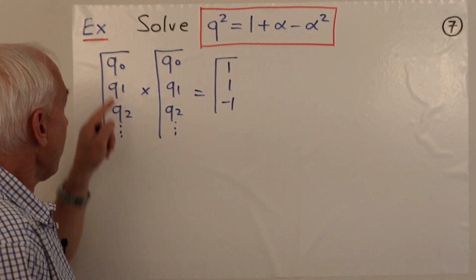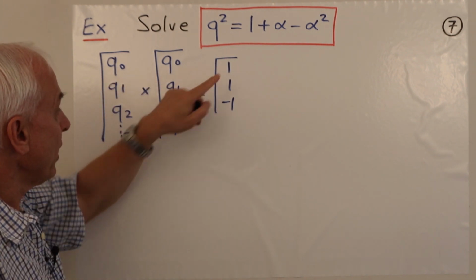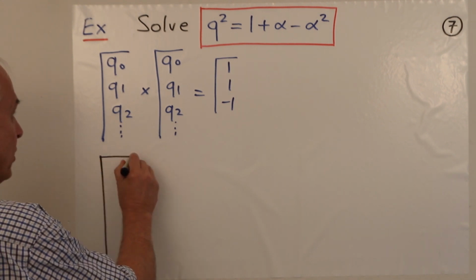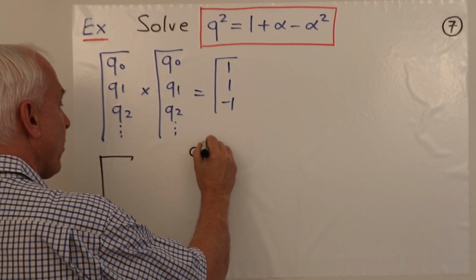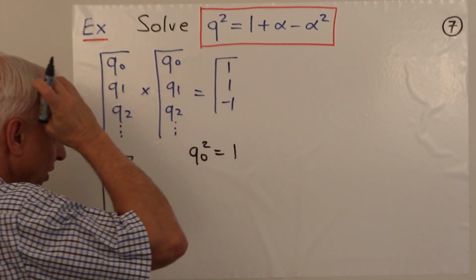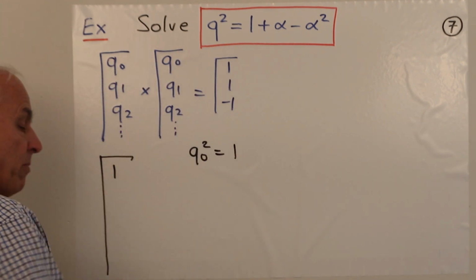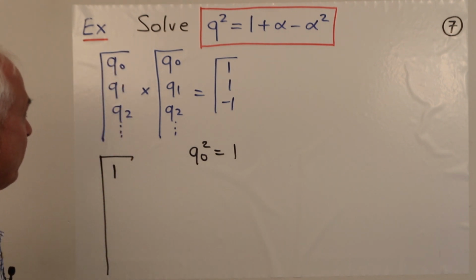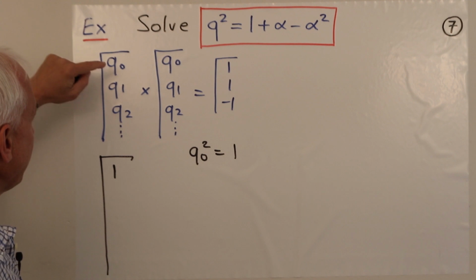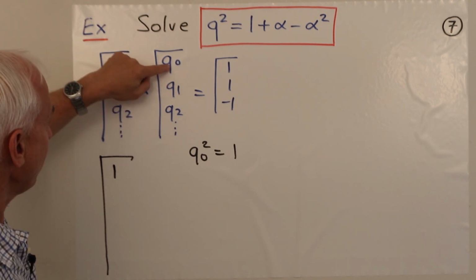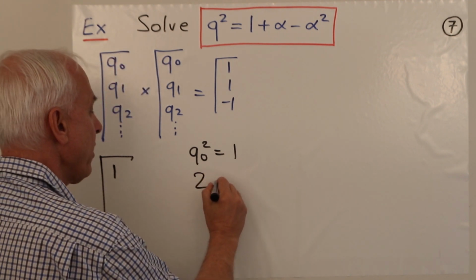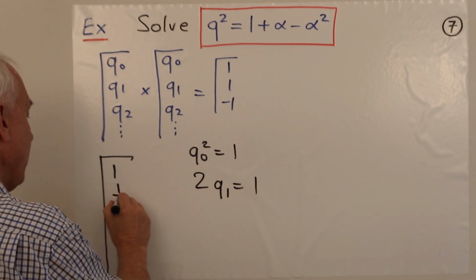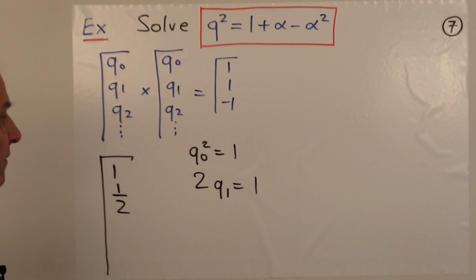So q0 times q0 equals 1. Okay, so I'm going to put the result here. So we have q0 squared equals 1. That's our top line. So let's say that q0 is 1. There's 2 possibilities as I had before. I'm just going to show you one possibility. Okay, so q0 is now 1. Now what's the next line? 1 times q1 plus 1 times q1, so that's 2q1 is going to be 1. Oh, I get the same thing as we did last time. q1 is going to be 1/2.